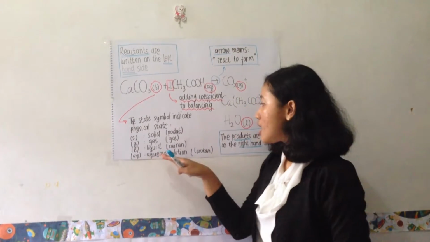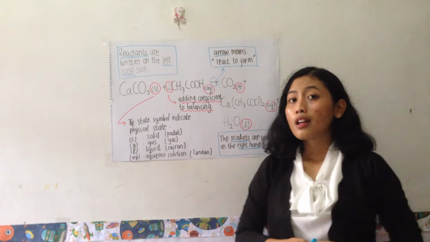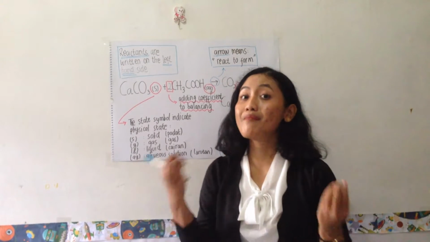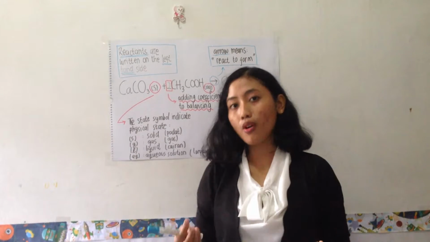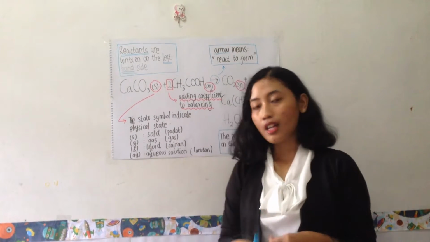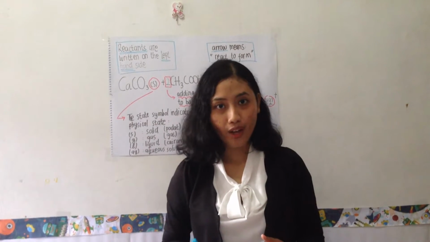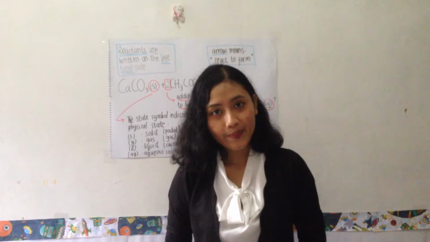And then the aqueous solution, the example is the solution of salt or the solution of water, because we mix the salt and water or the sugar and the water together and then make it as a solution. A balanced chemical equation must contain an equal number of atoms of each element on both sides of the equation. Anybody would like to ask?